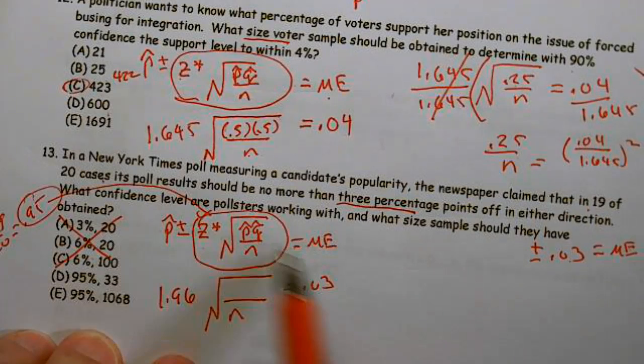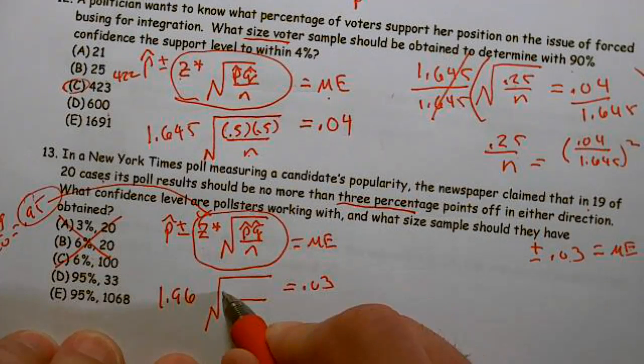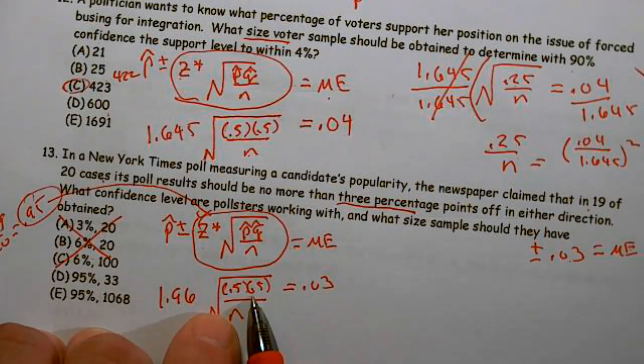And then I look to see, do I have a p hat? Well, I don't have a p hat, so whenever I don't have a p hat, I have to use the worst case. The worst case is the one that gives me the largest numerator, and the worst case p hat is always going to be 0.5. This will be an always. If they don't give you p hat, you have to do an estimate, use 0.5.